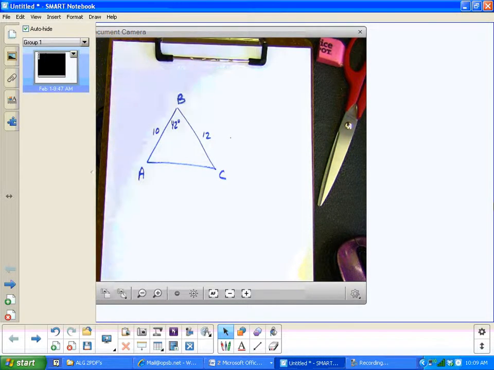Okay? So, well, it just might work out. You never know. We can't go by what they look like. One of them could be right. If one of them was a right angle, it would be a right triangle. Now, since I got side, angle, side, we're going to use laws of cosine.